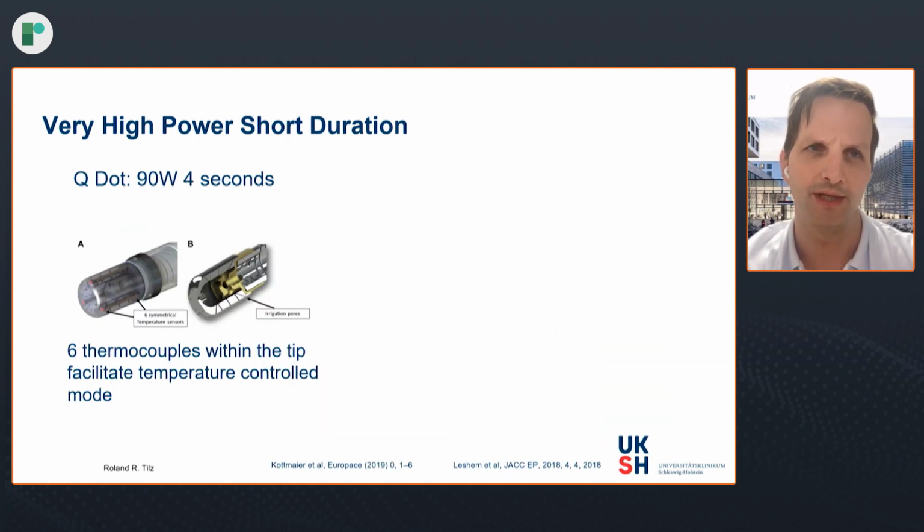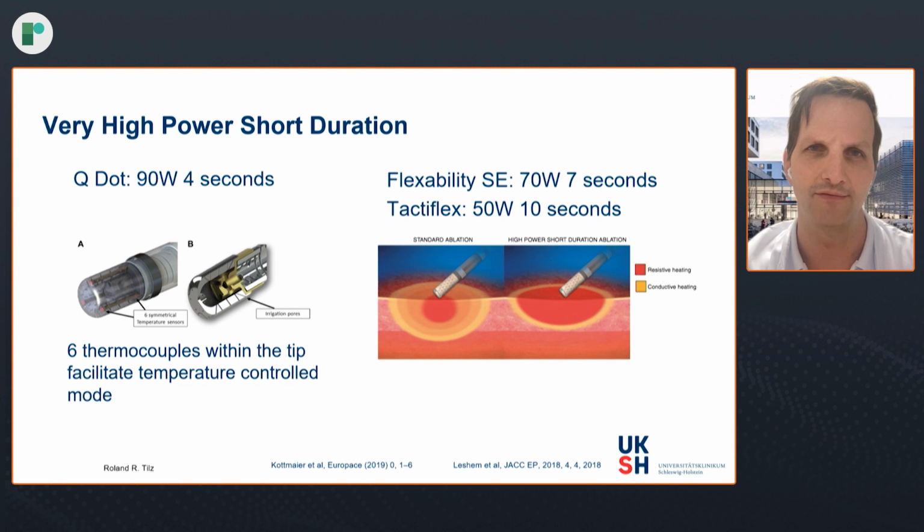What catheters do we have? There is on one side the Q-dot catheter from Biosense Webster, where you can deliver 90 watts for 4 seconds. It's a predefined protocol. So you cannot deliver 80 or 100 watts, and for 3 or 6 seconds, it's 90 watts, 4 seconds. And you produce well-defined lesions.